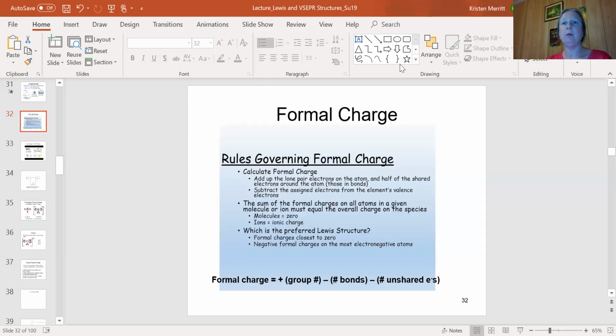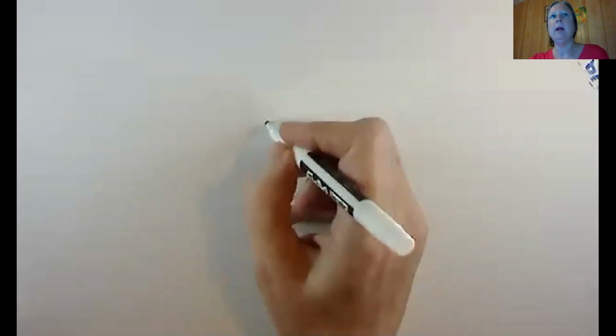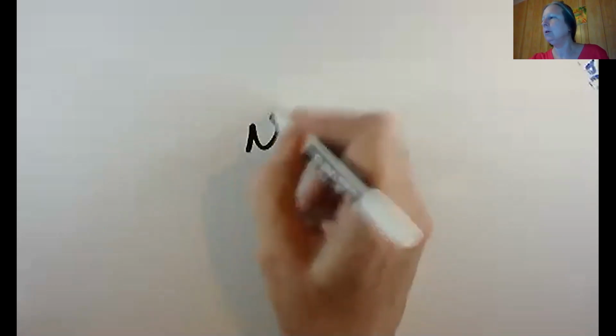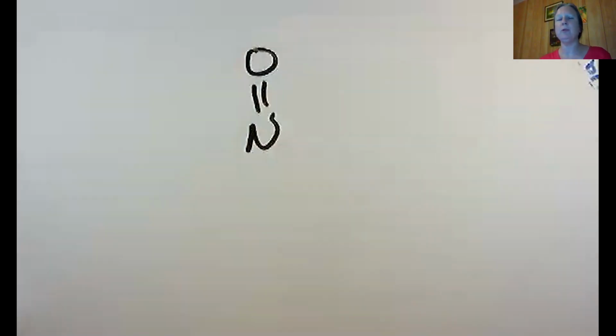So I'm going to go to the whiteboard. All right. So the example, I'm going to use nitrate just to show you how to assign a formal charge. And so you have to assign formal charge off of a Lewis structure. We're not doing this on VSEPR, we're doing it on Lewis structure.